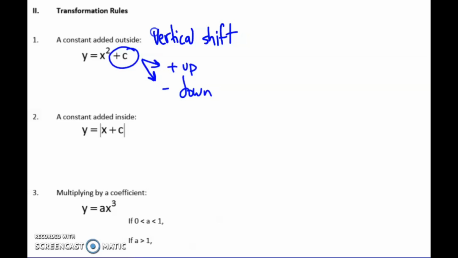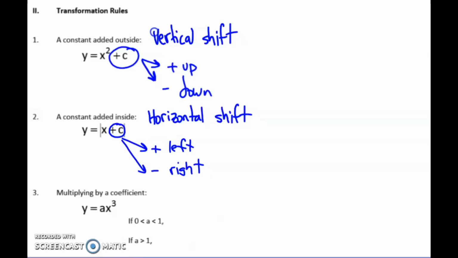What if the constant is added inside the function? So in this case, we're talking about an absolute value. It's inside the absolute value bars. Well, in this case, it's what we call a horizontal shift. Now this is a little bit weird, but if it's positive, it's going to move it to the left. So if it's x plus 2, that means left 2. Negative is going to move it to the right.